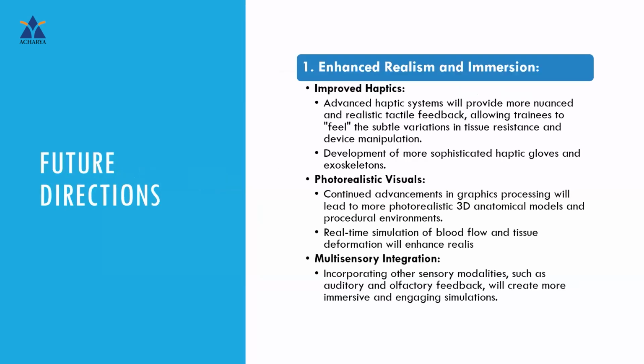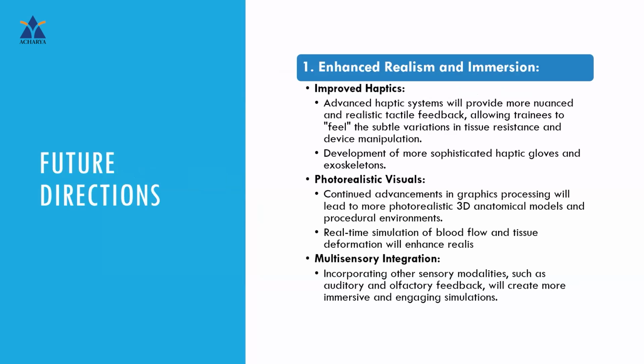Next is future directions. So what else can be developed in the simulation? So you can improve haptics. So advanced haptic systems will provide a more realistic tactile feedback. So you can feel the subtle variations in tissue resistance and device manipulation. And you can develop more sophisticated haptic gloves and exoskeletons so that you can get the actual sense of touch.